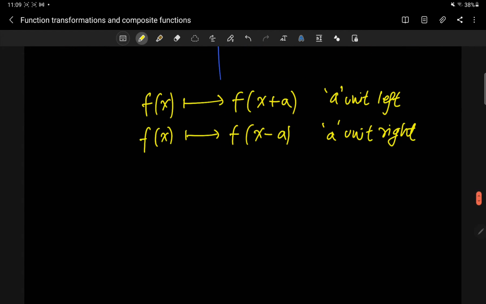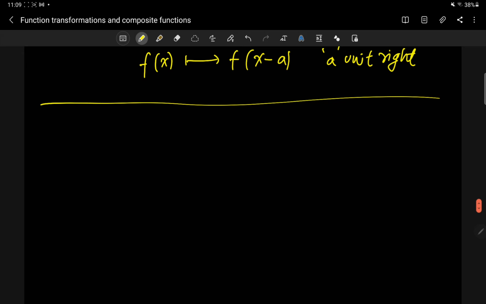Okay, so these are what we call the translation movements, meaning moving left, right, up, and down. To summarize, we have 4 of these.